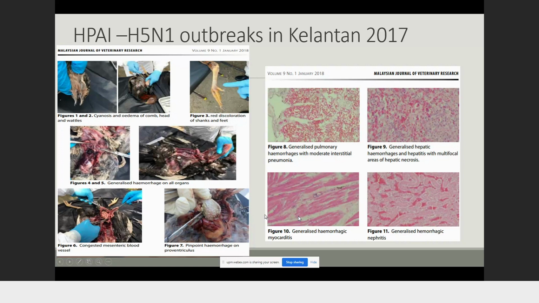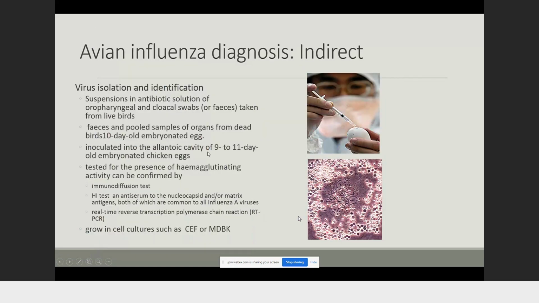Okay, so how would we diagnose avian influenza? As you know, avian influenza is a virus that is able to agglutinate blood cells because it has this H protein, the hemagglutinating protein, which is responsible for binding to the sialic acids on the red blood cells. So from the live bird, you can take a cloacal swab or oropharyngeal swab.